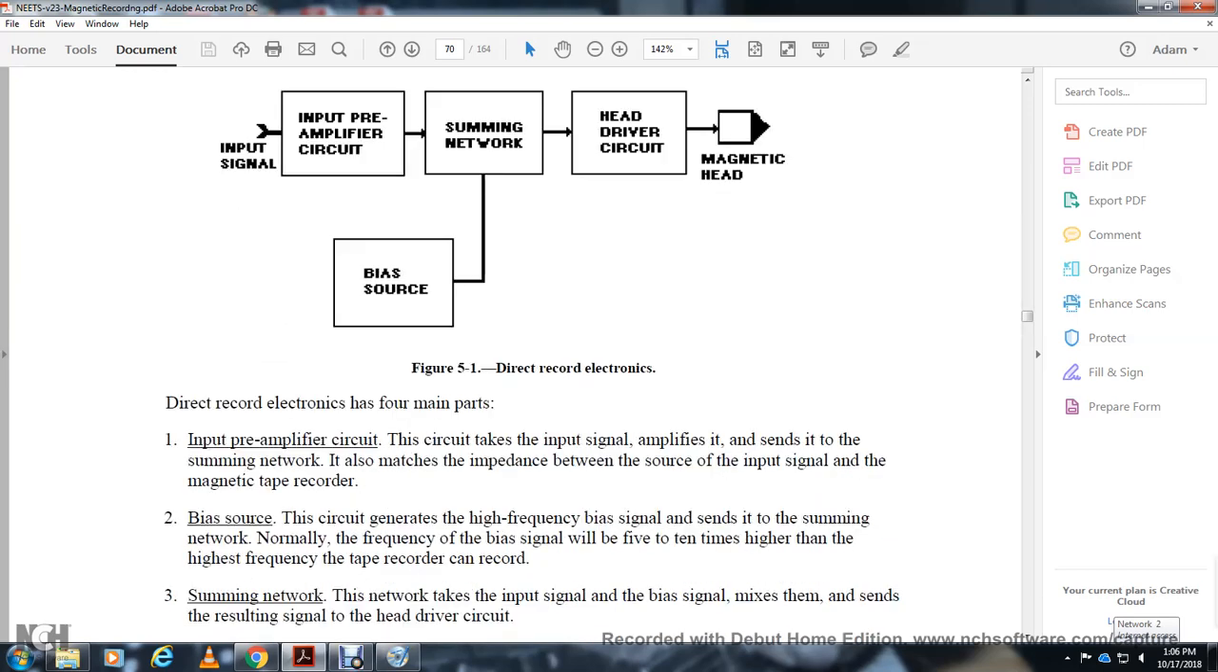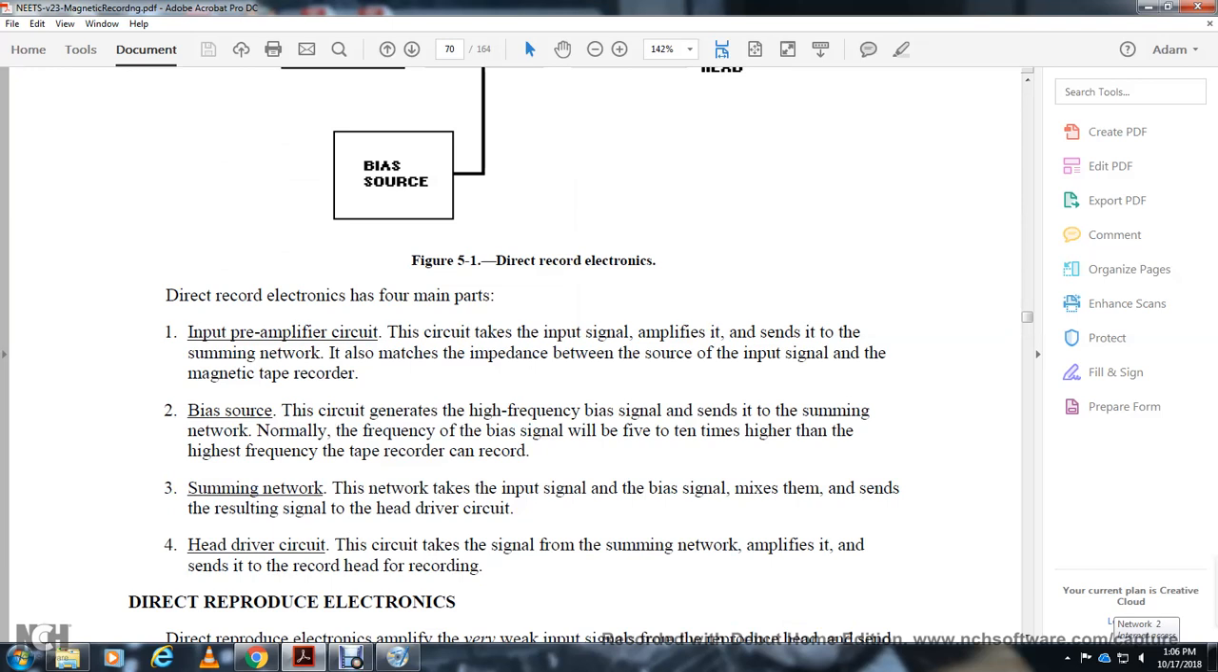Direct record electronics have four main parts. The input preamplifier circuit takes the input signal and amplifies it, matching the impedance of the summing network with the source of the input signal from the magnetic tape recorder. The bias circuit generates the high frequency bias signal that is sent to the summing network. Normally the frequency of the bias signal will be 5 to 10 times higher than the highest frequency the tape recorder can record.